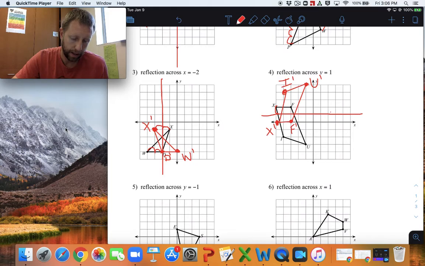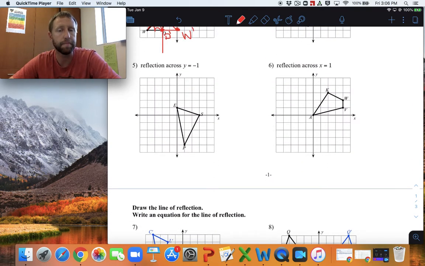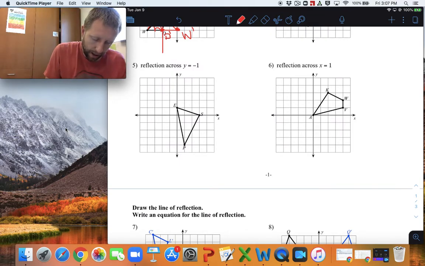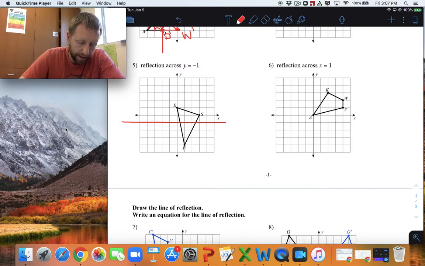And that gets me my new shape after reflecting it across the line y equals 1. Now we've got the line y equals -1. Y equals -1 is another horizontal line down here at y equals -1. And I just need to count for each point. I'll start with S here. It's 1 spot above the line, so S prime is going to be 1 spot below the line.